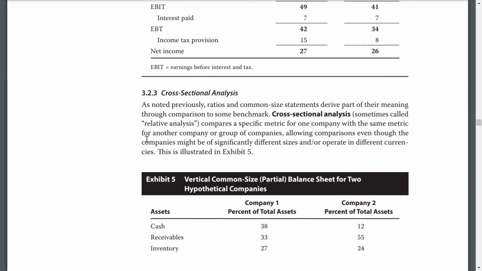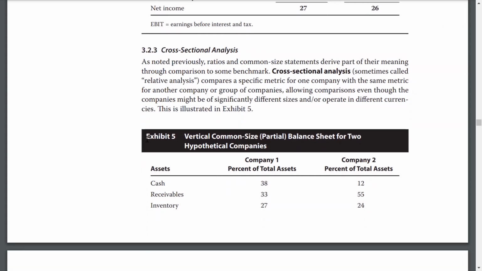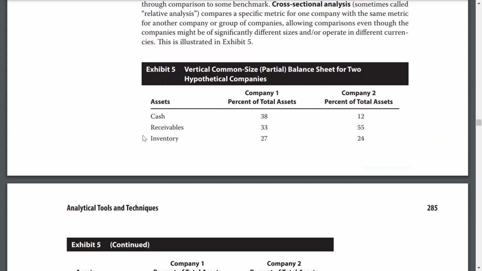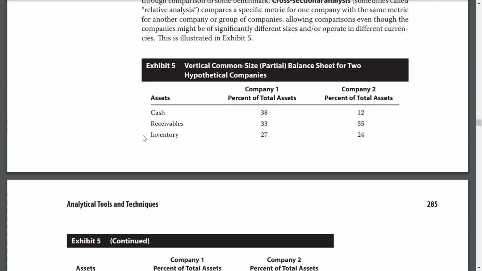Cross-sectional analysis. As noted previously, ratios and common size statements derive part of their meaning through comparison to some benchmark. Cross-sectional analysis compares a specific metric for one company with the same metric for another company or a group of companies, allowing comparison even though the companies may be significantly different sizes and/or operate in different currencies. This is illustrated in Exhibit 5.